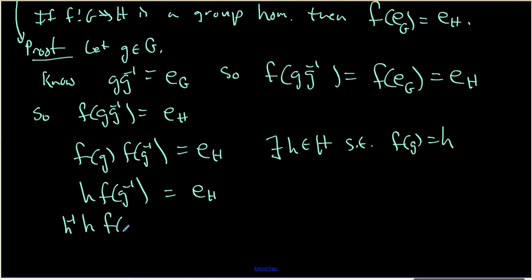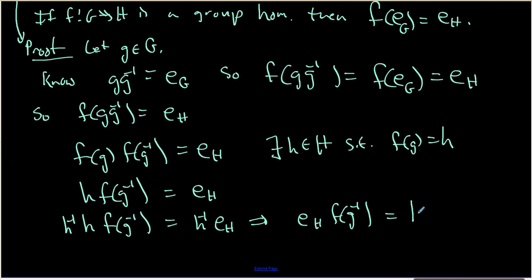So we get this equation: h inverse times f of g inverse is equal to h inverse times e_H. Of course, this is going to imply that e sub H times f of g inverse is equal to h inverse. And of course, e_H times anything in H is just that anything. So we now have f of g inverse is equal to h inverse.